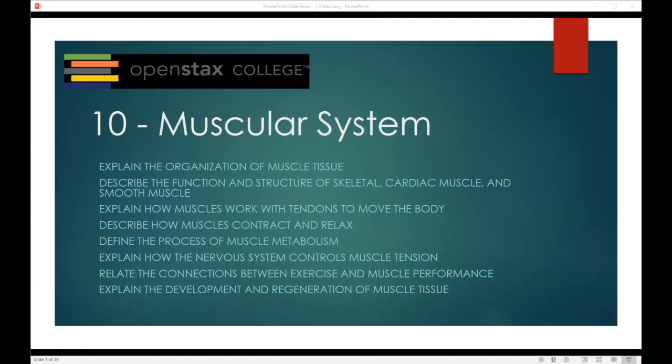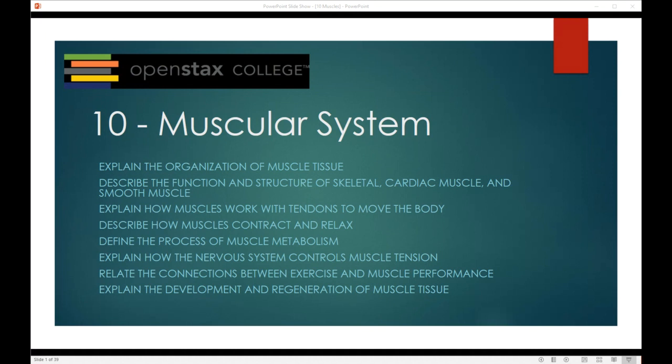Hi, and welcome to Chapter 10, Muscular System. So today we're going to explain the organization of our muscular tissue. We're going to describe the function and the structure of skeletal, cardiac, and smooth muscle. We're going to talk about how muscles work with tendons to move the body. We're going to describe how muscles contract and relax.